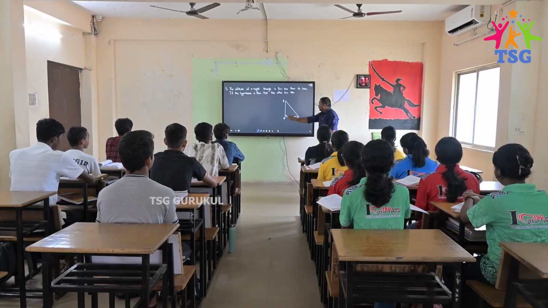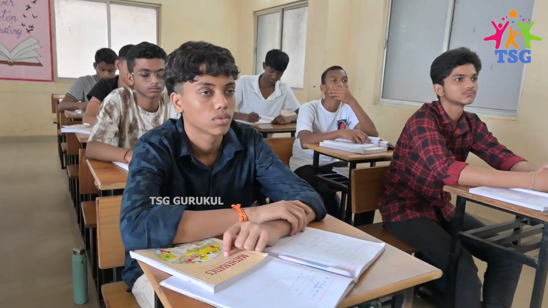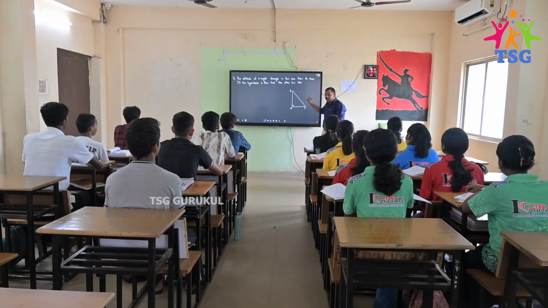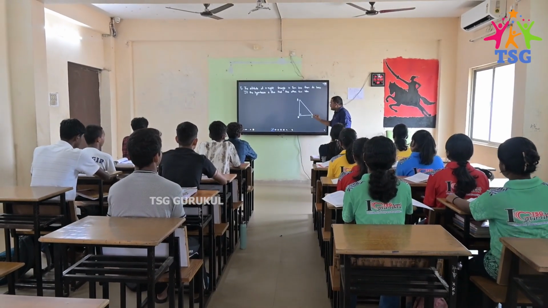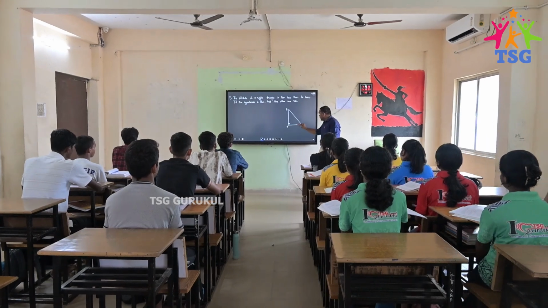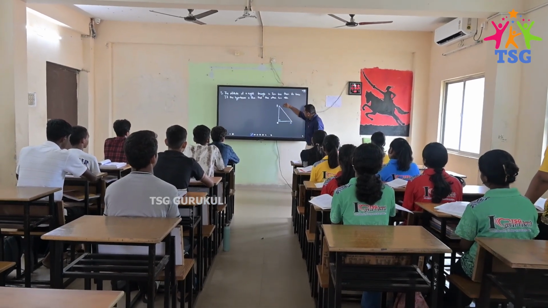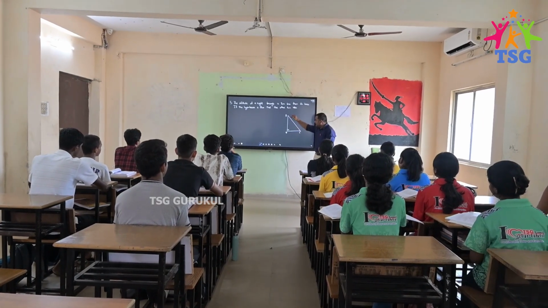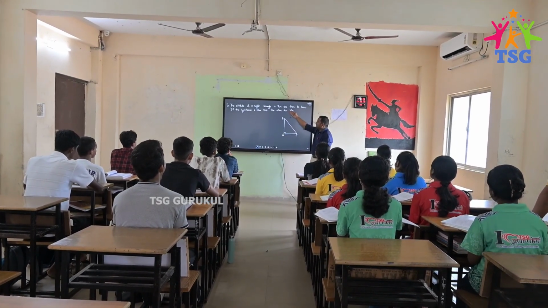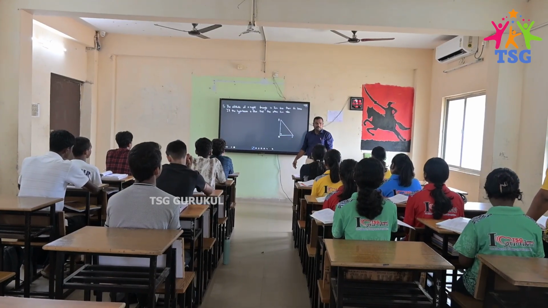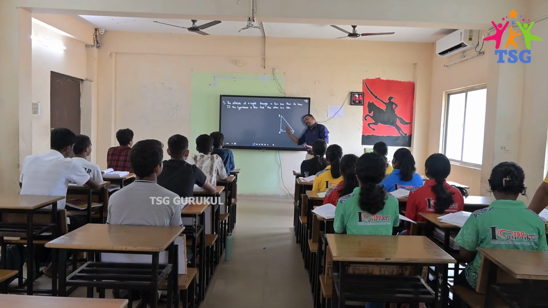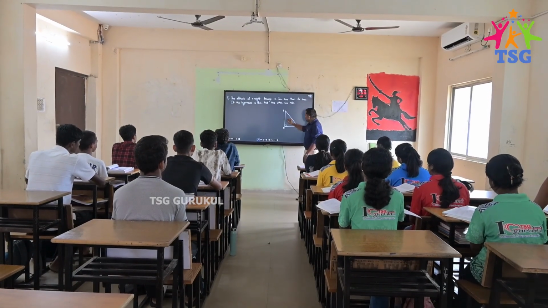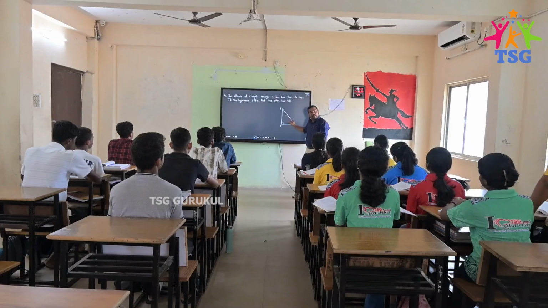Listen, the side opposite the 90 degree angle is called the hypotenuse. Here theta is not mentioned. If we take angle C, then AB is the altitude and BC is the base. If we take angle A, then BC is the altitude and AB is the base. But here it is not given which side is altitude and which is base. That's why you can take any side as base and the other as altitude. So consider AB as the altitude and BC as the base.